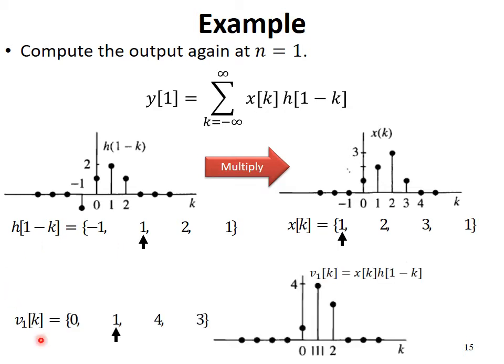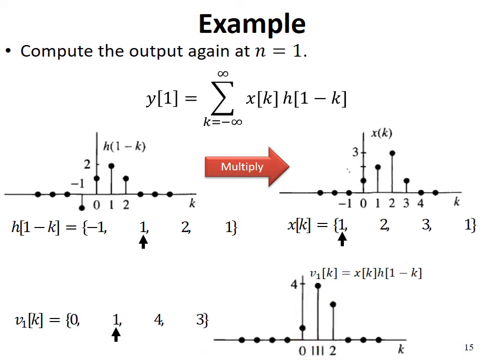So multiplying h of 1 minus k into x of k would give you v1 of k. So v1 of k would be simply 0, 1, 4, 3, right? Because minus 1 would be multiplied with 0 here, you will get 0. 1 would be multiplied with 1, you will get 1 here. 2 would be multiplied with 2, you will get 4 here, and 1 would be multiplied with 3, you will get 3 here, and this one would be multiplied by 0. You can write down 0 here, it doesn't matter. So you only get 3 non-zero samples, right? Which is 1 at 0, and 4 at 1, and 3 at 2.